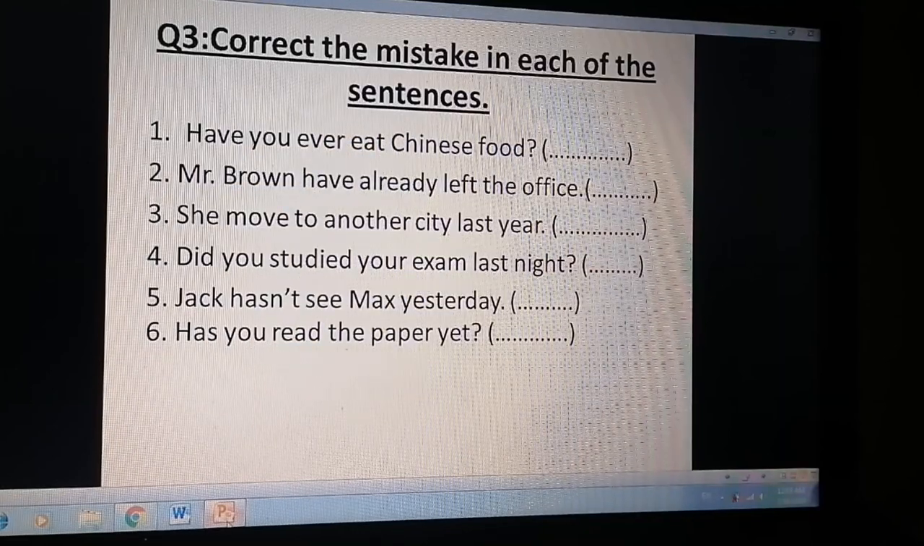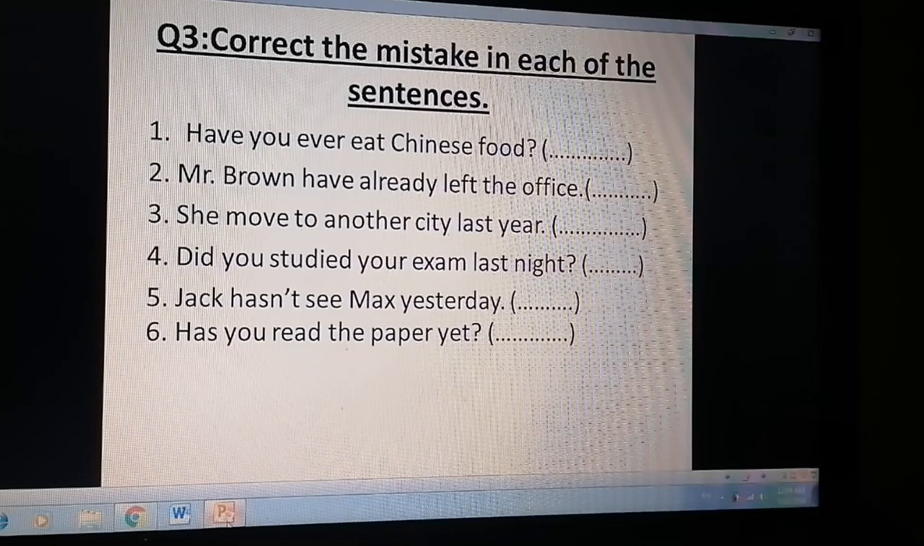Question 3. Correct the mistake in each of the sentences. كل جملة فيها خطأ لابد من استخراجه وتصحيح الخطأ. Look at number 1. Have you ever eaten Chinese food? This sentence is in present perfect. Okay, have is correct. You is correct. Ever is correct. Eat? No. In the present perfect, you must have verb past participle, not eat, eaten. Eat, ate, eaten.